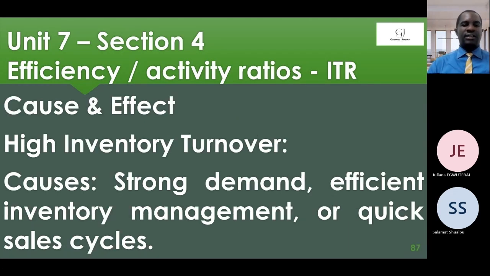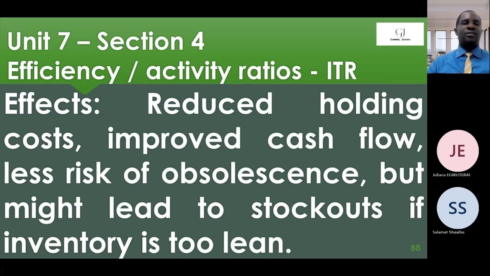What are the causes and effects? A high inventory turnover, like we've seen, shows strong demand, efficient inventory management, or quick sales cycles. While the effect of a high inventory turnover ratio is reduced holding cost, improved cash flow, less risk of obsolescence or expiry, but it might lead to stockouts if inventory is too lean and is moving out. So it may lead to stockouts in the sense that stock may be needed and they may not have it because it's been sold. So they need to be producing very fast where you have a high inventory turnover.